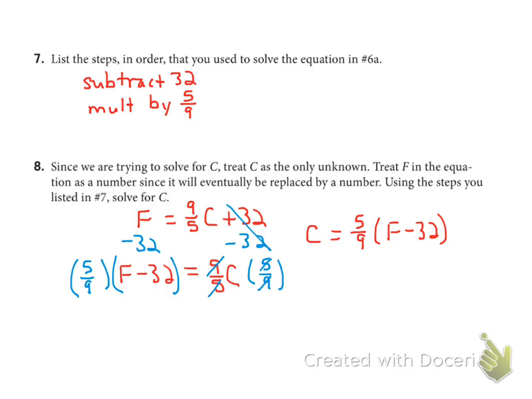For example, the formula I equals PRT is a formula for computing simple interest, I. If we want a formula for P, which is the principal, we need to solve for P. It becomes our unknown. Treat all the other letters as though they are numbers. Since P is multiplied by RT, undo that by dividing each side by RT. So that means you would end up with P being equal to I over RT. And now we have a new formula for P in terms of I, R, and T. Any questions on that example?